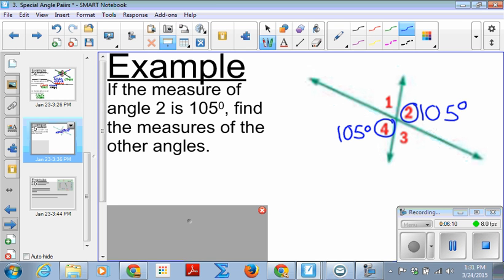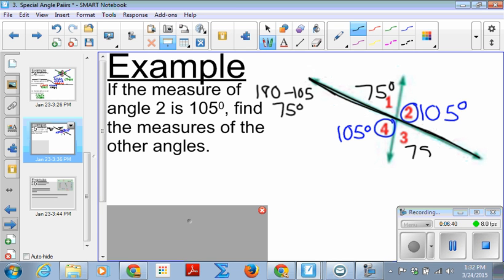Now next, we should notice that we've got a couple straight lines that are formed by these angles. So how about right here? And I'll look at angle 2 and angle 1. They are supplementary, which means they equal 180. So to find the measure of angle 1, I take 105 away from 180. Gives me 75 degrees. So angle 1 is 75 degrees. Then angle 1 and angle 3 are vertical, which means they have the same measure. So that's 75 degrees. You could have gone in a different order here to find the answers, but that is what they are.